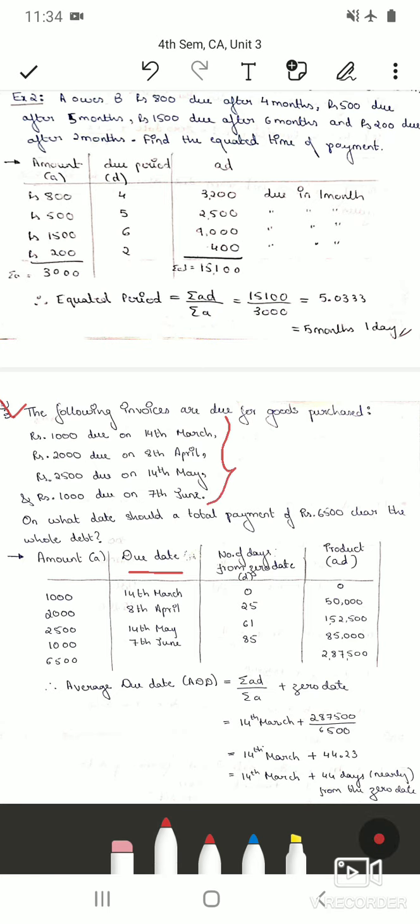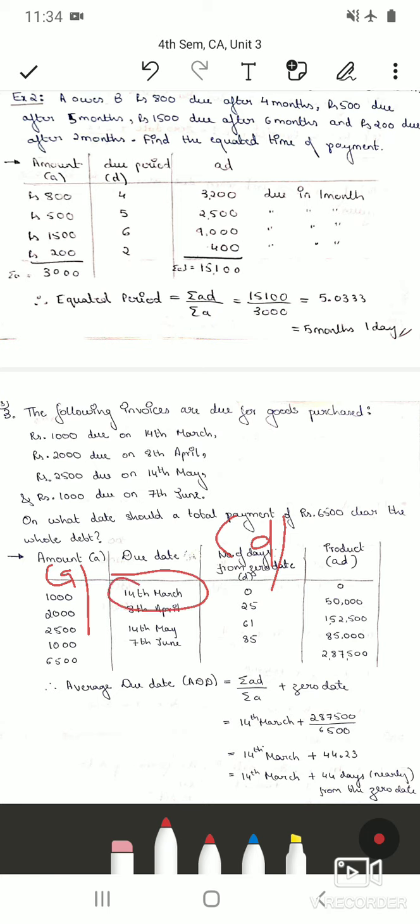Then they have given due dates. So these are the due dates. What you have to do is choose one 0 date. So what we are taking as 0 date is the first date on which the bill is due, so it is 14th March. So number of days from 0 date, here it is D. Don't take this as D because number of days is included in such problems. So this is your A and this is your D. So we will see how to calculate number of days from 0 date.